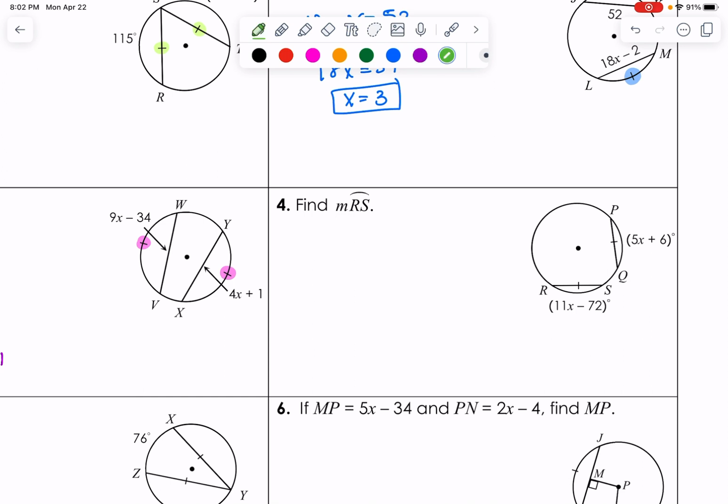This time, I tell you that the chords are congruent, so that we know that means that the arcs have to be congruent. So I can say 11x minus 72 equals 5x plus 6.